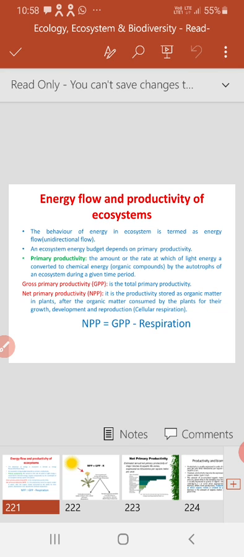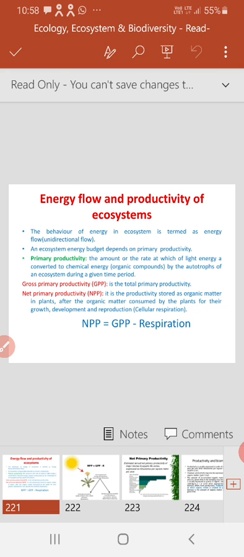NPP, net primary productivity, is the productivity stored as organic matter in the plants after the organic matter consumed by the plants for their growth, development, and reproduction. Or we can say NPP is actually GPP minus respiration.